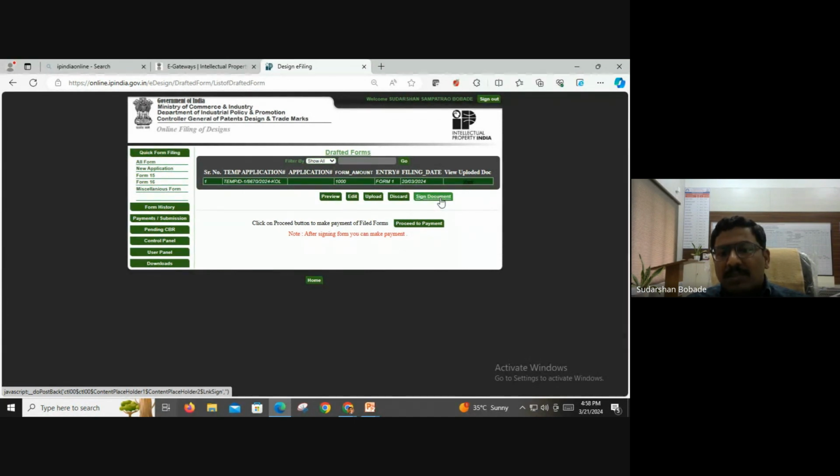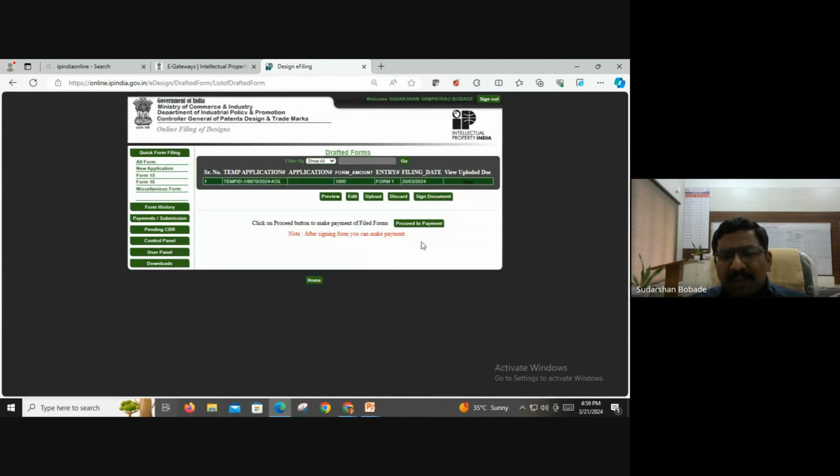And that particular thing you have to set under the DSC tab. Along with that, there is a requirement for signing the document, for which there is a 6 to 8 digit string. That password you have to generate, and you have to sign the document.